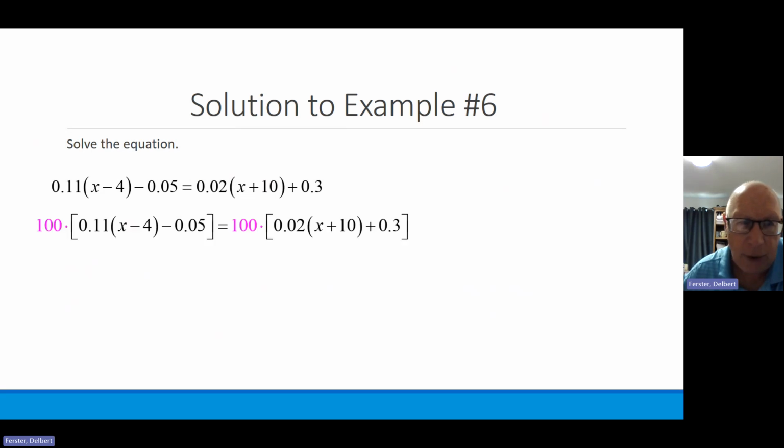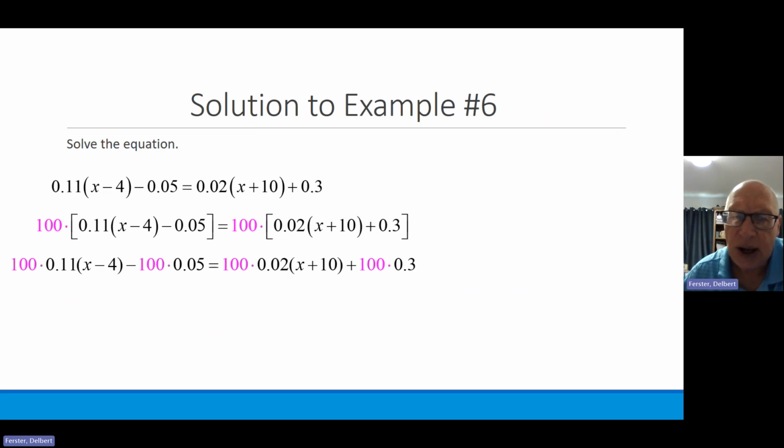There comes the impact of the 100 coming in to affect both sides. Be careful. You've got 100 to impact 2 particular quantities, the 0.11 times x minus 4, and again to impact the -0.05. Same thing on the right-hand side. You've got the 100 having an impact on 2 locations. This next slide, the next click, shows you that pretty well. So the first thing to consider is the 100 times 0.11 is your goal. That's 11. That's going to get us to something good.